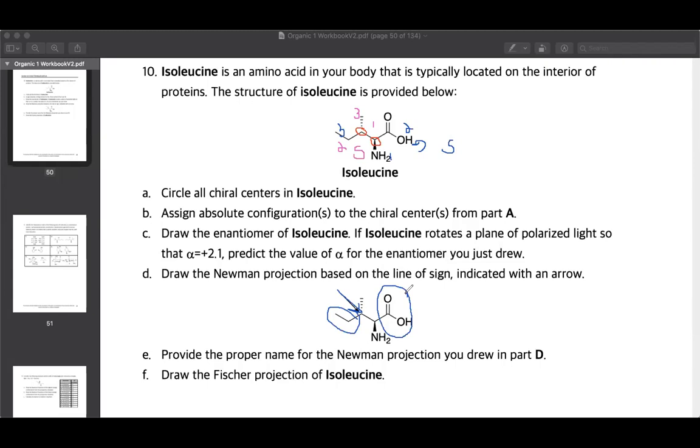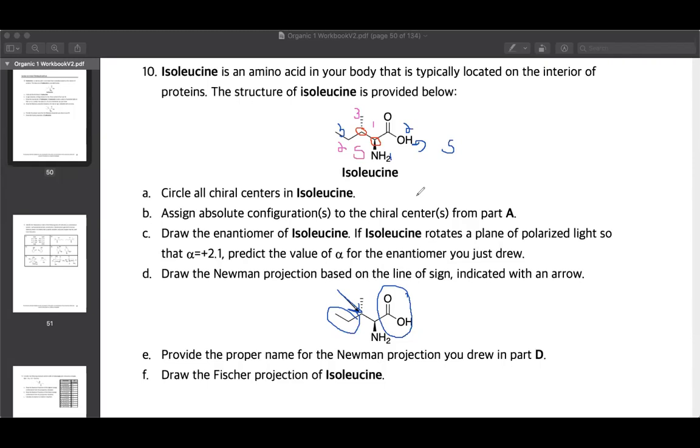Okay. F, draw the Fischer projection of isoleucine. So we did E, now we're on F. I don't know if you guys can all see this. So we're drawing the Fischer projection of how it was depicted. Essentially we're going to start from line angle, like we are used to. So NH2, we have that. And I'm going to rotate every other bond to get this cis projection.